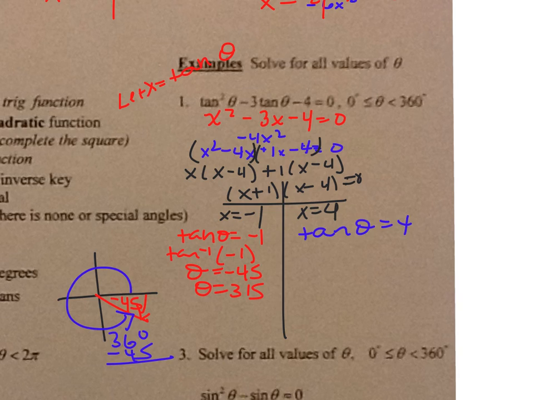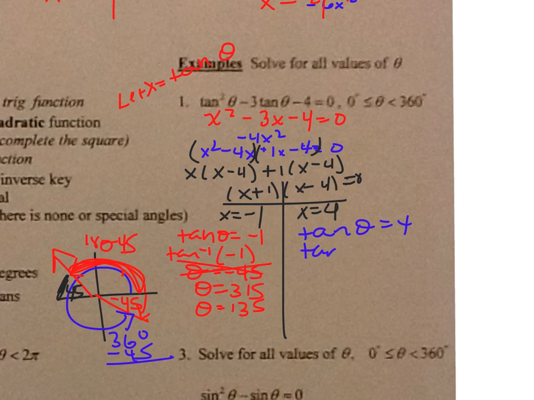And tangent is also negative in quadrant 2, so that means I want this angle. So I need this angle here, which is my reference angle. That's 45. So the red angle will be 180 minus 45, and 180 minus 45 would be 135. And make sure you cross off that negative 45. All right, on to the other side.